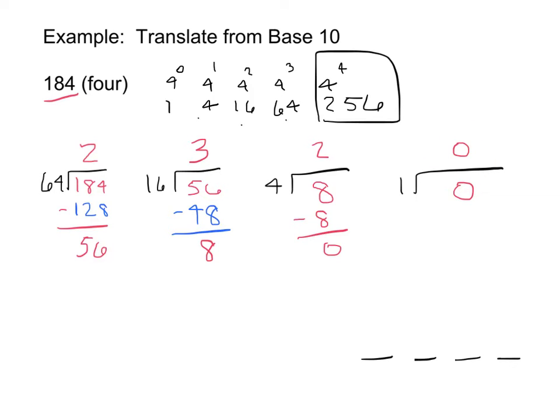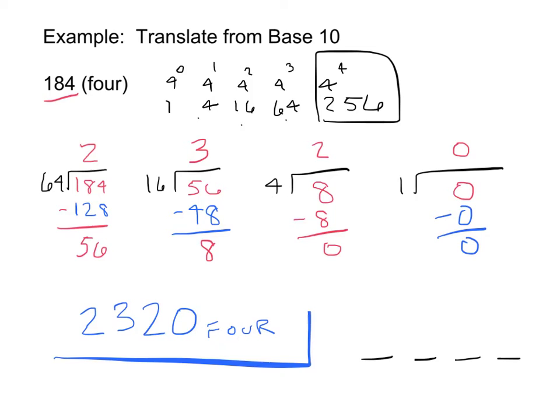We got to do, okay, 0 times 1 is 0, and then we subtract, we get 0. So our final answer, we should just say 2320, and we need to write base 4. Because if we don't write base 4, if we just leave it 2320, we assume it's base 10, but we need to put base 4 there.